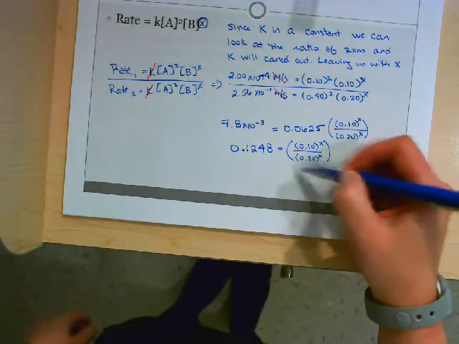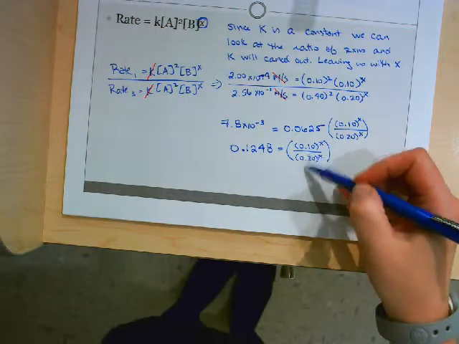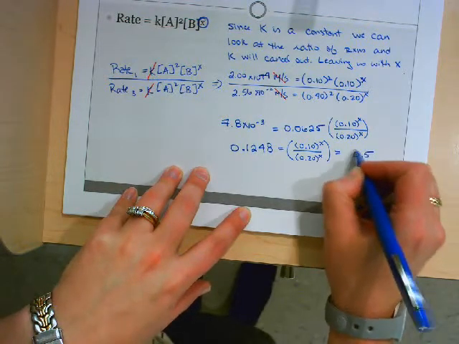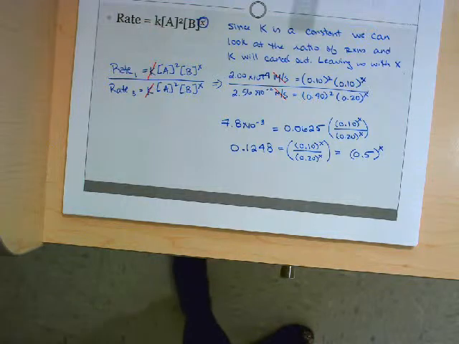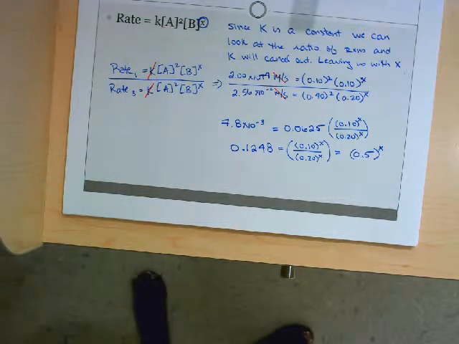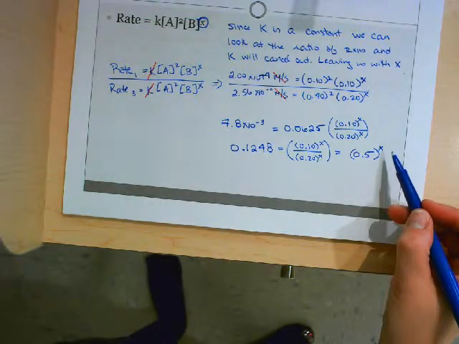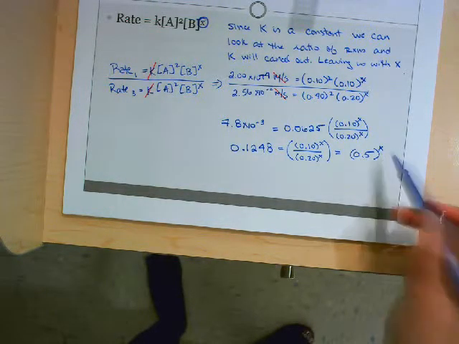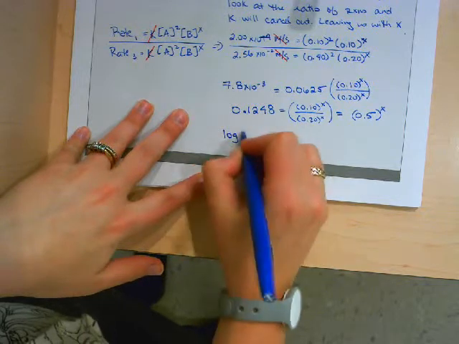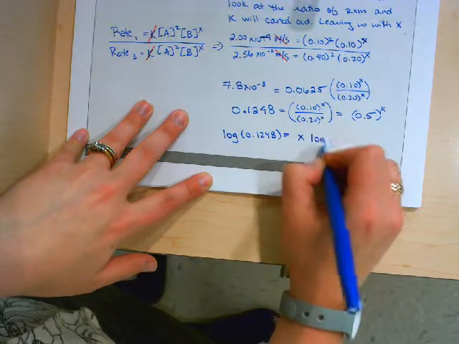Alright, what can I now do with this stuff in the parentheses? I can take the x to the outside and then divide those two. Okay? I'm just going to go ahead and carry on my thought right here. Alright, this is where what you did in lab the other week should come in handy. I want to get the exponent out of the exponent position. Log! So we're going to take a log of the entire equation. So we're going to do log 0.1248 equals x log 0.5.